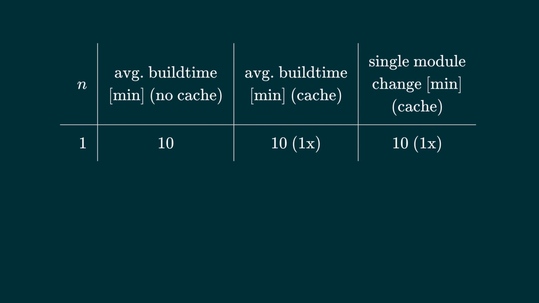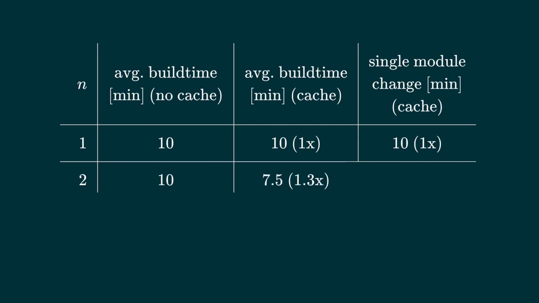What happens to the build time if you split the code into 2 equally sized modules? Let's say module 2 depends on module 1 and half of your changes occur in module 1, the other half of the changes in module 2. With plain Maven, it doesn't make a difference. With the build cache, it does. This will speed up your average build time by 1.3. A change that affects only one module will be 2 times faster to build.